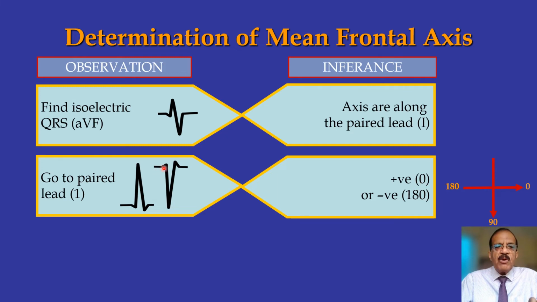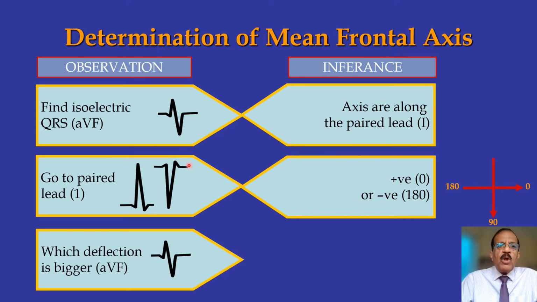And if it is predominantly downward, the axis is close to 180. So from this second step, we are now closer to our axis determination. Based on what type of complex we see, we have a cardiac axis either close to 0 or close to 180. And now we will go a step further.